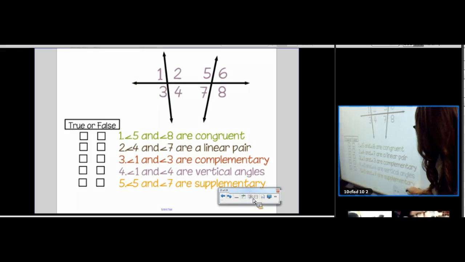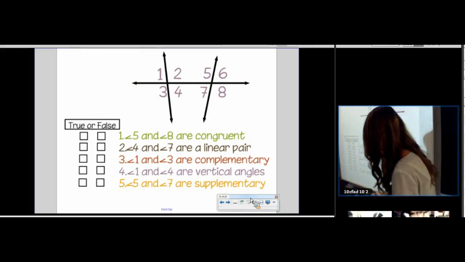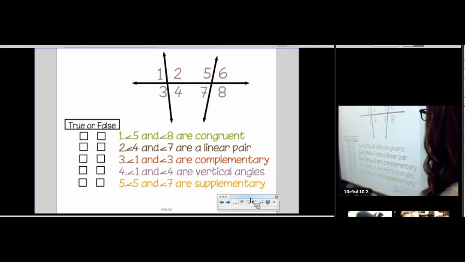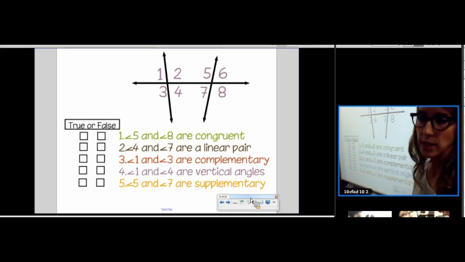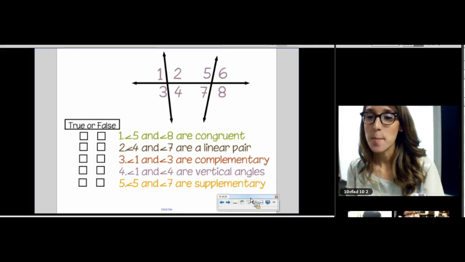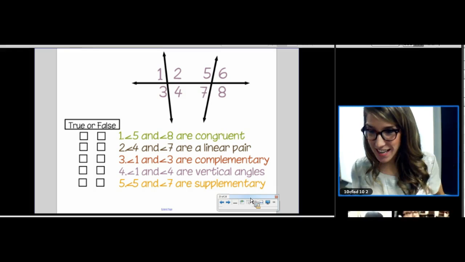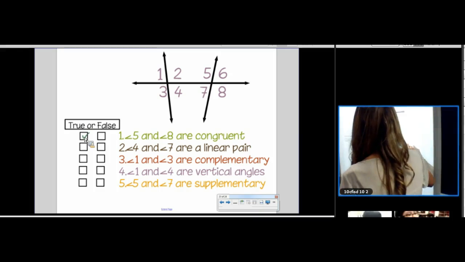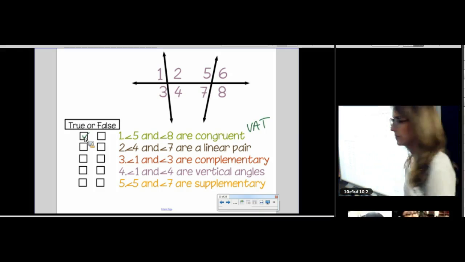Okay, last slide of the day, promise. True or false? Let's look at our picture. Angle 5 and angle 8 are congruent. True or false? By the vertical angle theorem, it is true. Good. True. Why? Vertical angle theorem.